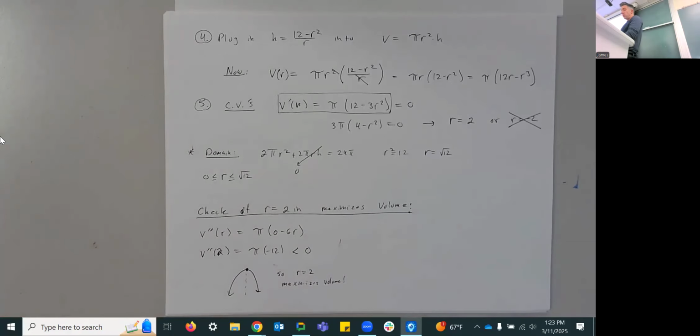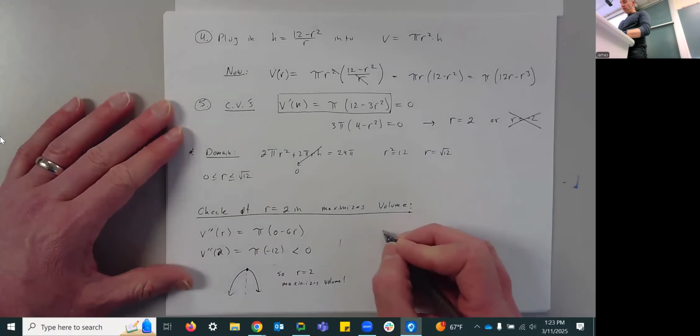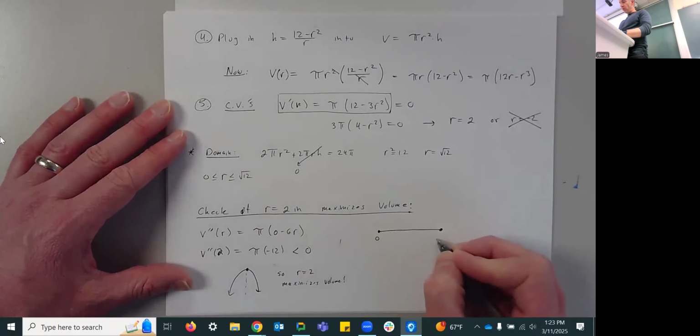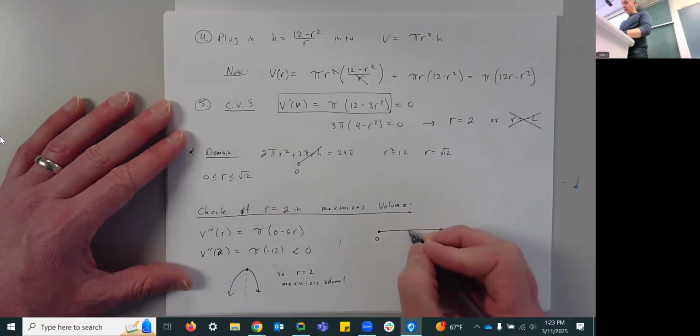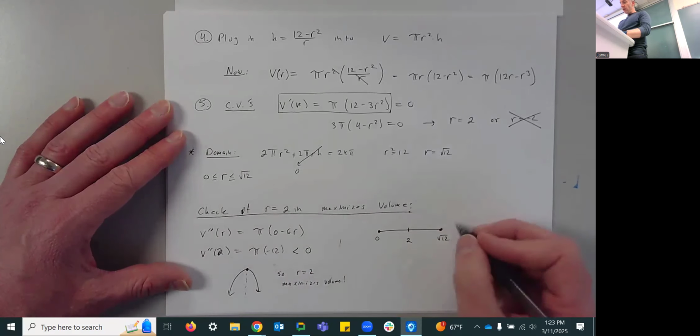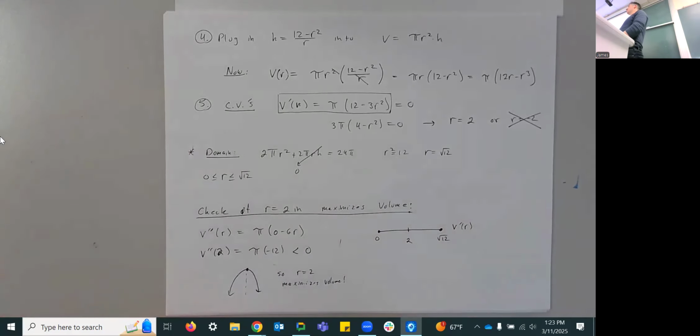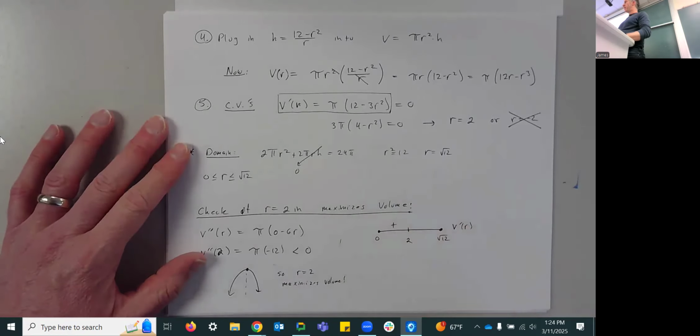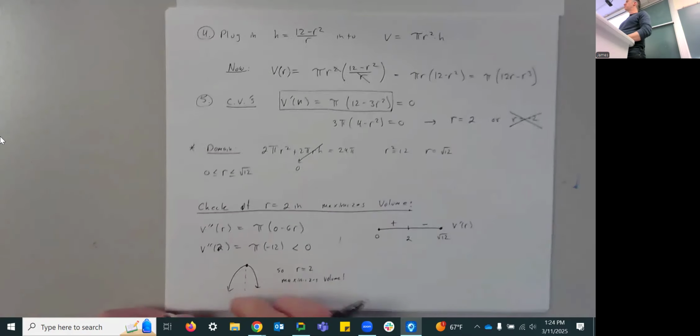Or you could have said, well, on my domain from 0 to root 12, I look at the critical value of 2 and see what my first derivative is doing. Now, here's what I would honestly do if I was doing this problem. Yeah, it's a maximum. Did I check the values? Sure. I definitely plugged in a value less than 2 and saw that the derivative was positive there and negative there. You saw me do it, right?